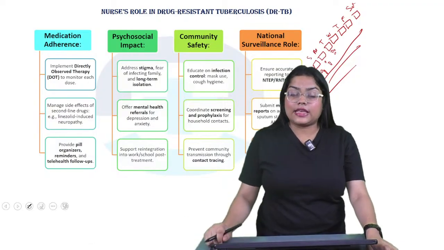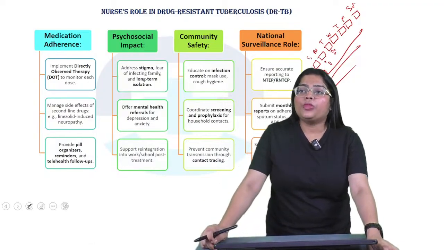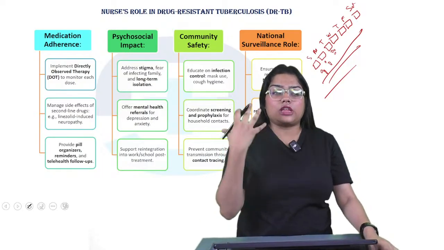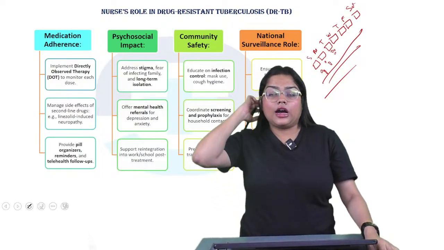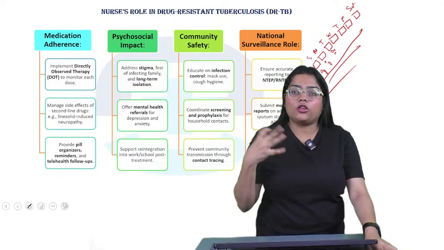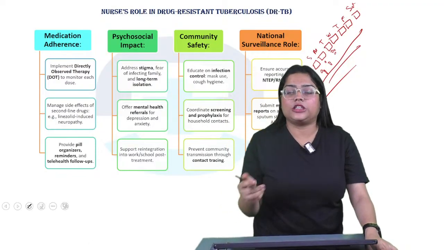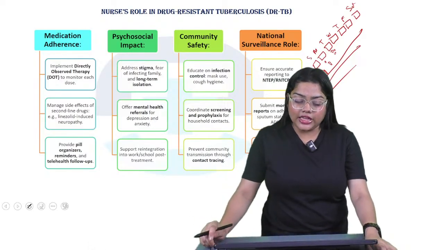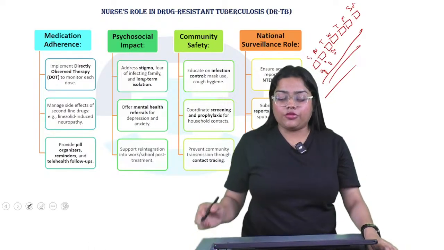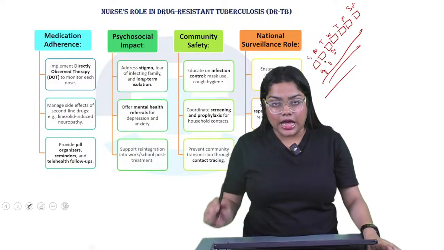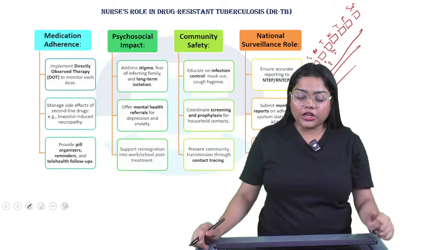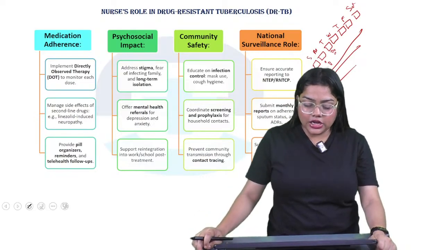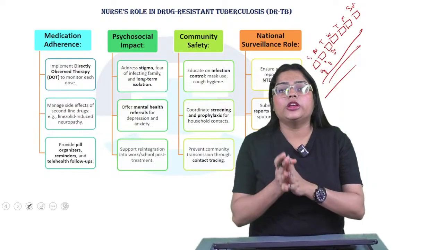Next, move on to the psychosocial impact. For the person who has drug resistant tuberculosis, how will society react, and what is the psychological impact on the patient? In that case, as a nurse, what can we do? We can address the stigma and break the taboo of that particular disease, and address the fear of infecting family.